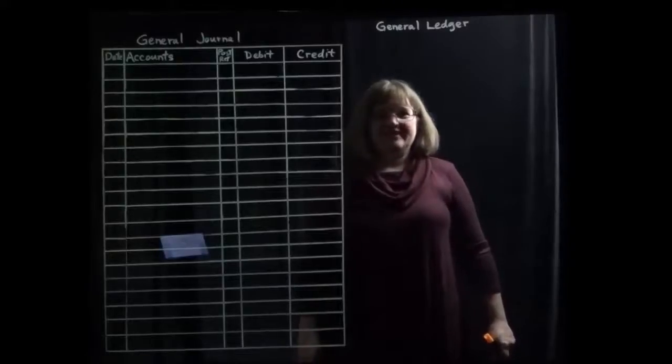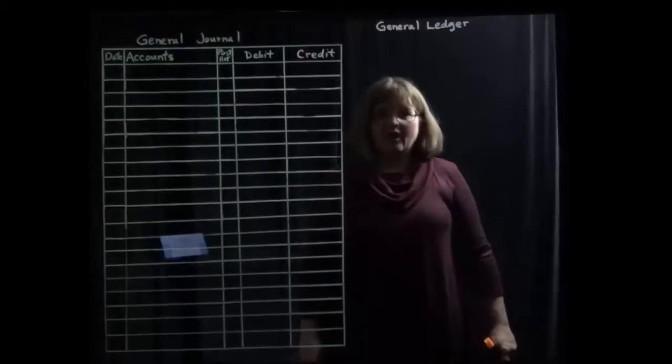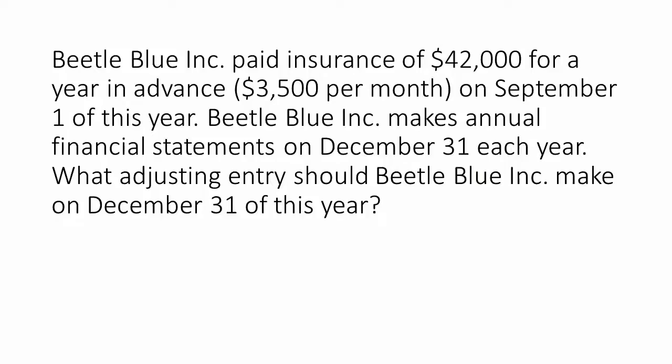I'm Dr. Cheryl Dunn, and I'm here to demonstrate an introductory financial accounting problem in which we're given information about a company's insurance policy purchases, and we need to make an adjusting entry for insurance expense. So take a minute to look at the problem.